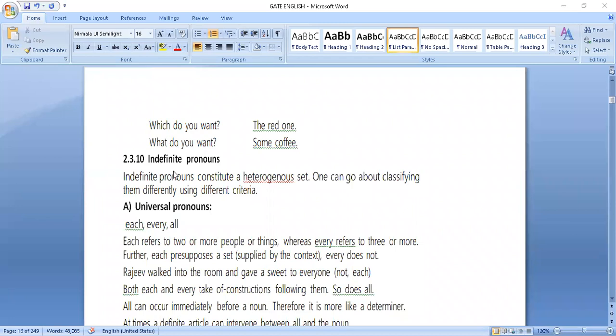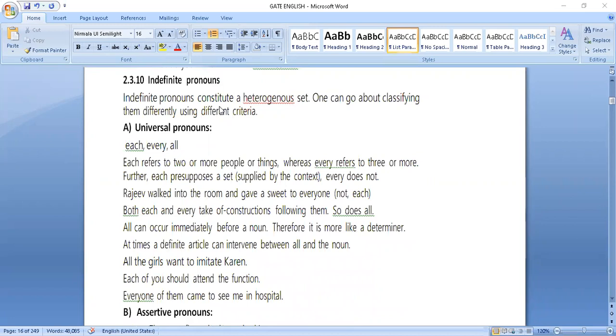Now, indefinite pronouns. Indefinite pronouns constitute a heterogeneous set. What is this heterogeneous set? What is it? In indefinite pronouns, what is a heterogeneous set? Heterogeneous means, first, please tell me.